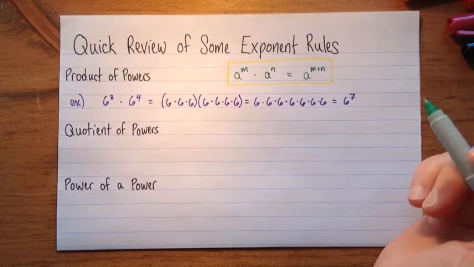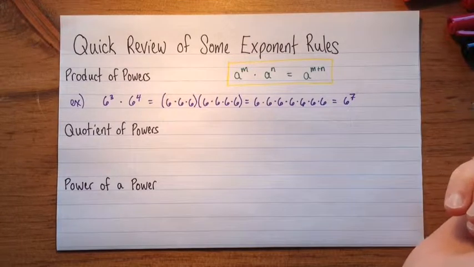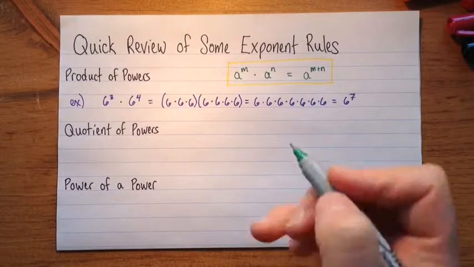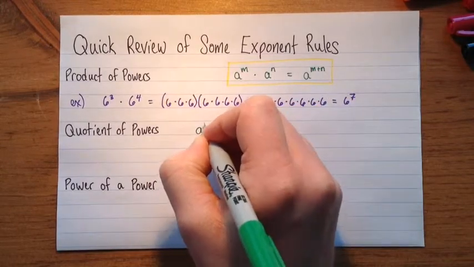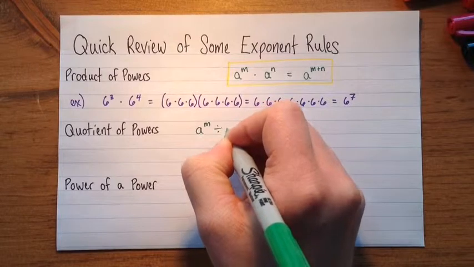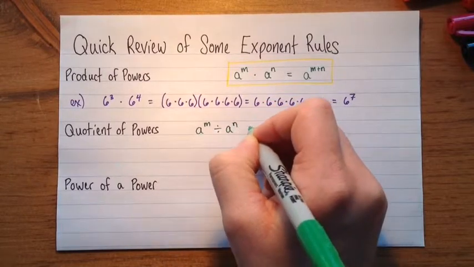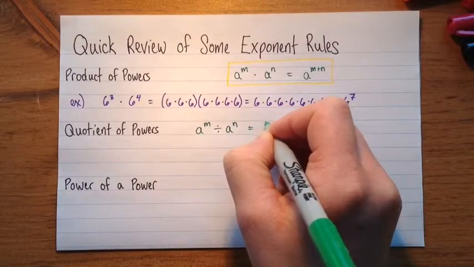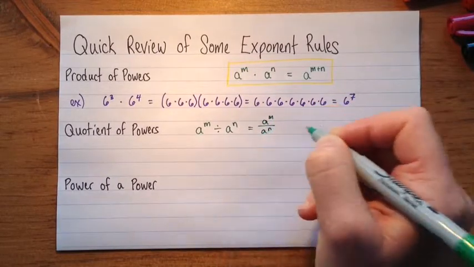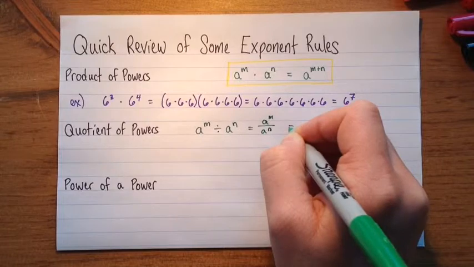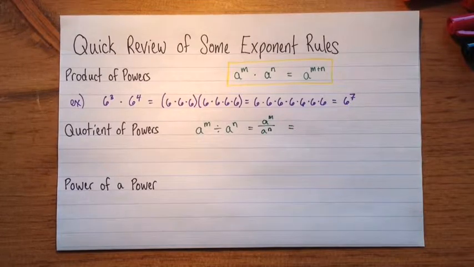Okay, the next one's really quite similar. It's a quotient of powers. So what that means, there's 2 ways we could write this. We could say a to the m divided by a to the n, or more commonly, we'll write this as a to the exponent m over a to the n like that. Okay, so how do we simplify that? So again, we'll look at an example.